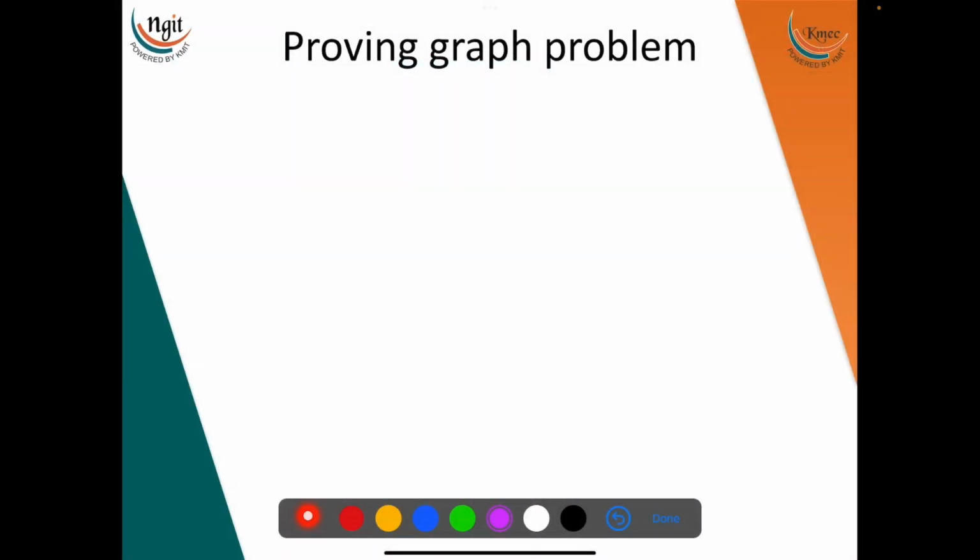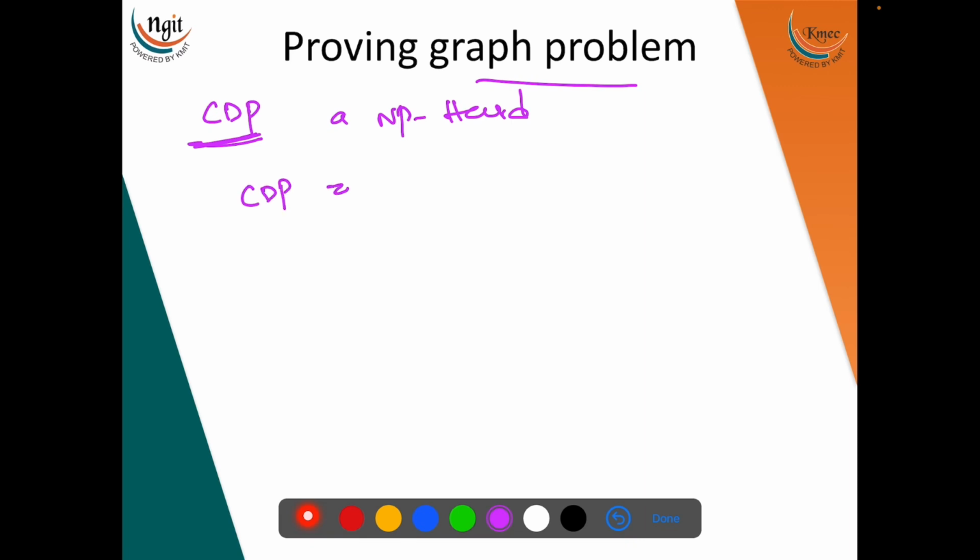CDP, the clique decision problem, is a graph problem, and we have to prove that it is an NP-hard problem. If a decision problem is NP-hard, then the optimization problem is also NP-hard. Both are NP-hard. Proving a graph problem as NP-hard. Now we are going to prove CDP is NP-hard. Now how can I prove that?